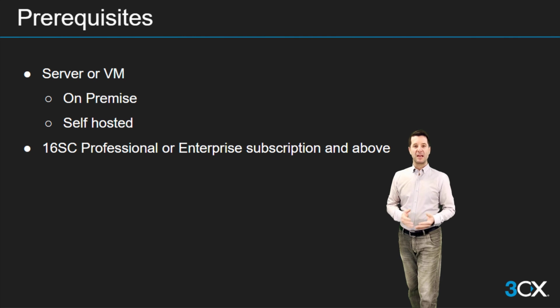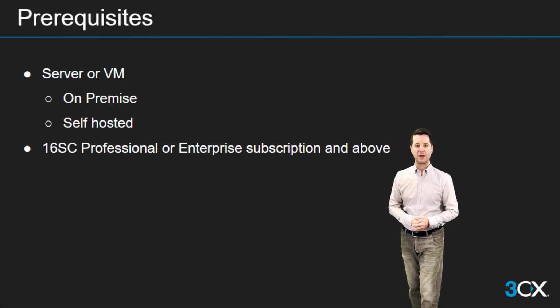Before deploying, ensure you have a server or VM, either on-premise or self-hosted. As with a dedicated instance, deployment can be in Windows or Linux, or it can be self-hosted in any of our major cloud providers or your own data center. The 3CX multi-tenant requires at least a 16 simultaneous calls Pro or Enterprise subscription. This is the foundation for setting up a successful multi-tenant environment.